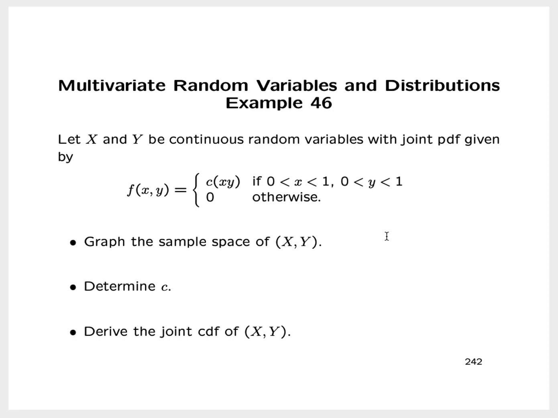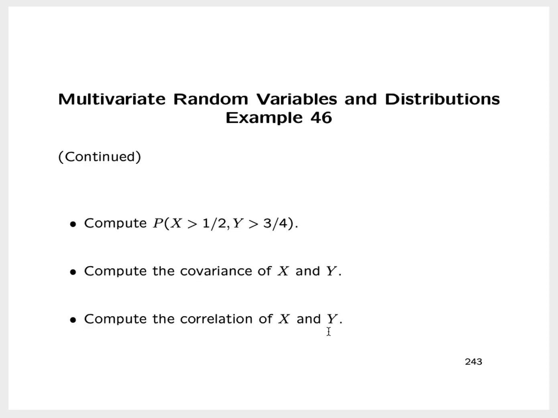So we want to graph the sample space of the bivariate random vector. We want to determine c. We want to derive the joint CDF of x and y. We want to compute a probability, the probability that x is greater than 1/2 and that y is greater than 3/4. We want to compute the covariance of x and y. And then finally, we want to compute the correlation of x and y.